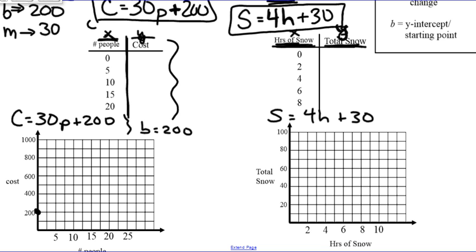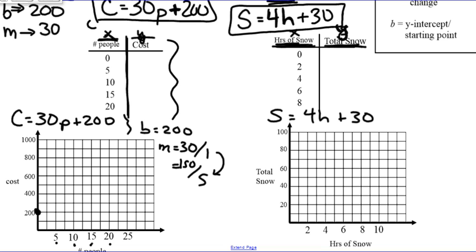So I'm going to start at 200. I also know that my slope is $30 for one person. Well, if it's $30 for one person, we can see that our scale here goes up by 5s. So let's say, what's the cost for 5 people? Let's take our slope and make a bit of a change. If it's 30 for one, 5 people would be 150.